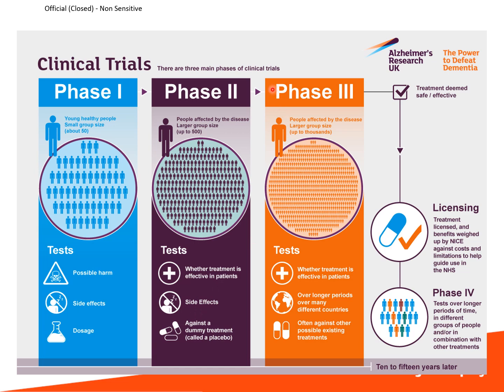Phase 3 clinical trials are carried out in up to thousands of patients over long periods and over many different countries. It may be compared to placebo or against other existing treatments. If the drug is deemed to be safe and effective, it is then licensed to be sold. Phase 4 trials are carried out after a drug is approved to monitor the effects of the drug in the real world.